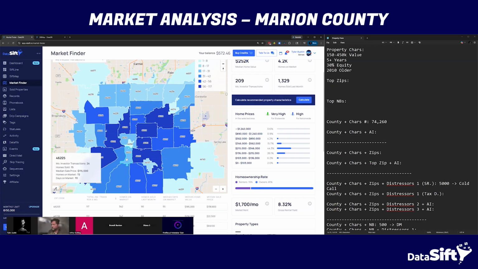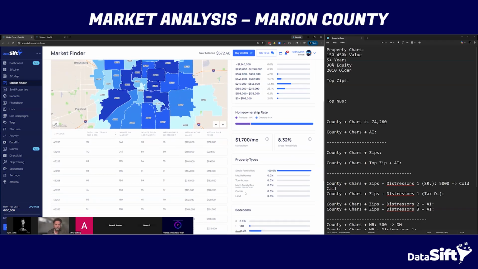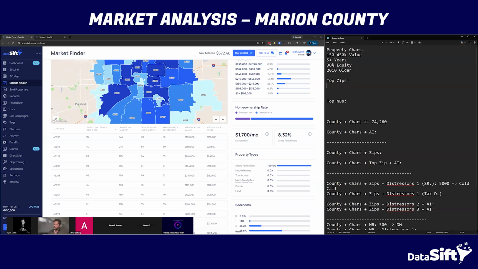Overall, it's interesting that the middle area here is pretty low. Maybe there's a reason for that. But definitely that must be Indianapolis, 46204 or 34. All right. So my top zip codes, just looking at it right now, I'm going to scroll down and look at my table so it's easier for me to see.